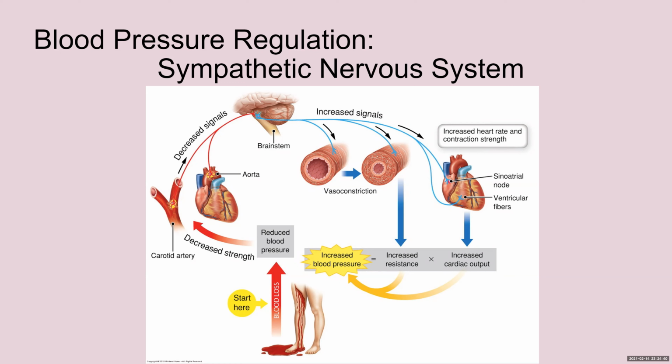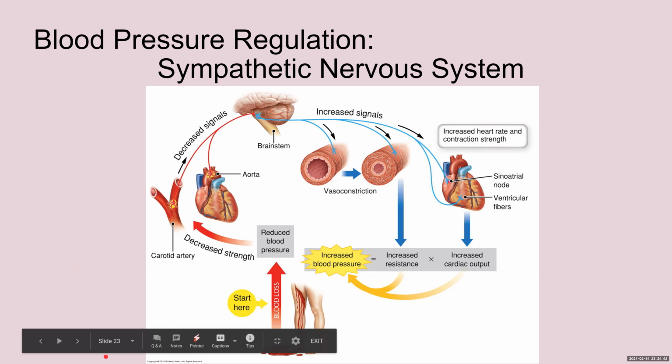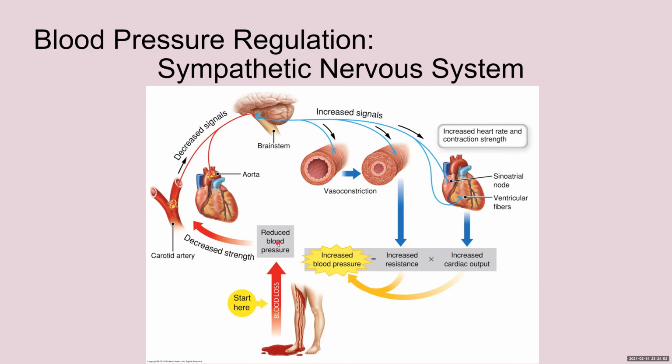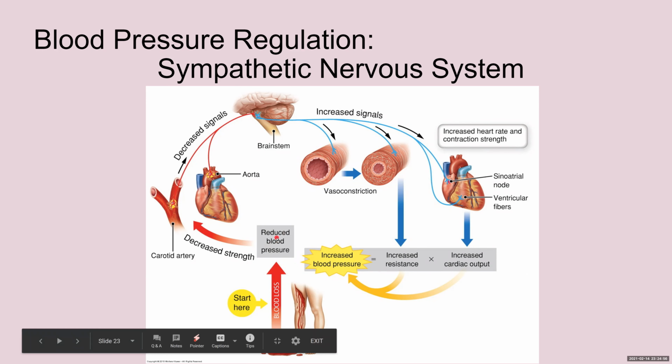Okay, how do we do that? Let's start here where it says start here. We have some blood loss. So we have just reduced our volume, which now reduces our pressure, right? Because we have a closed system. Usually now it's open and we've just lost a lot of blood.